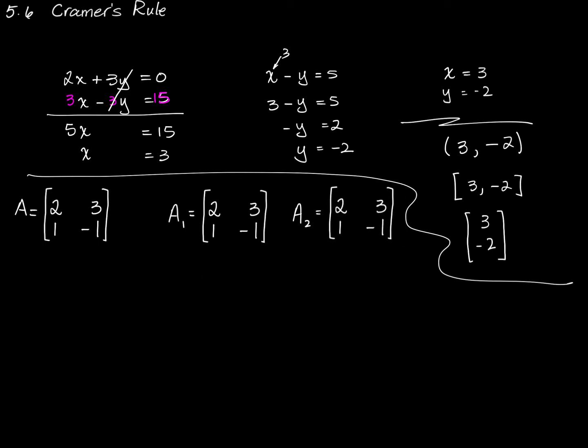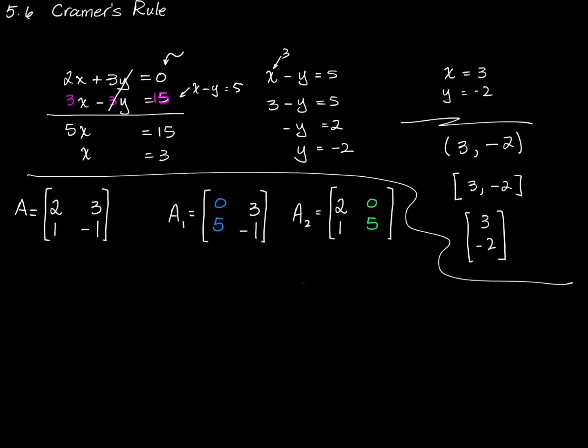And then to create A1, I'm going to delete column 1. To make A2, I'm going to delete column 2. And I'm going to replace those columns in both cases with the constant column from the original system. So that's going to be, remember, this used to be just x minus y equals 5. So I'm going to have a 0 and a 5 here. A 0 and a 5. And a 0 and a 5.